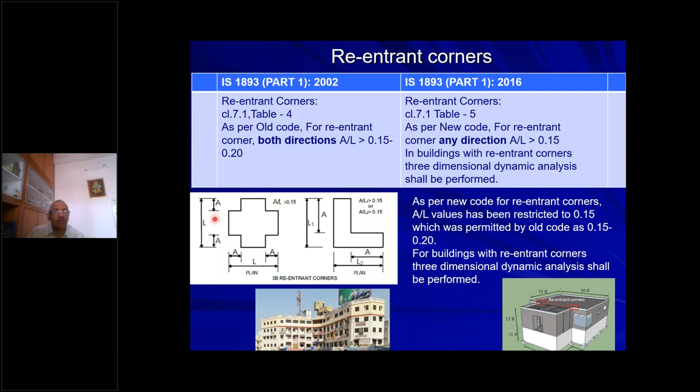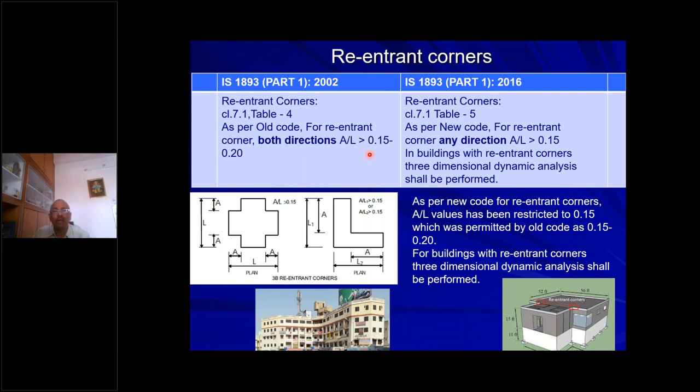when the length of the offset to the total side length ratio is in between 0.15 and 0.20, we have to consider that. But in the new code of practice, up to 0.15 only they allowed. They have dispensed with that 0.20 actually. So with this, more buildings with re-entrant corners will come into this dynamic analysis or the seismic code requirements. So this is the change with respect to the re-entrant corners. That means that range has been now eliminated.